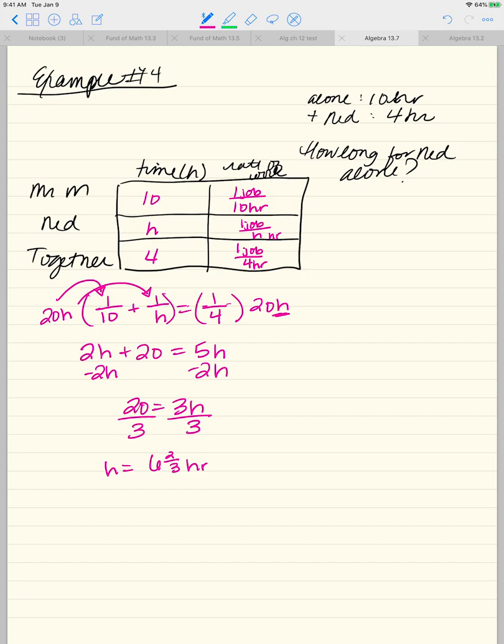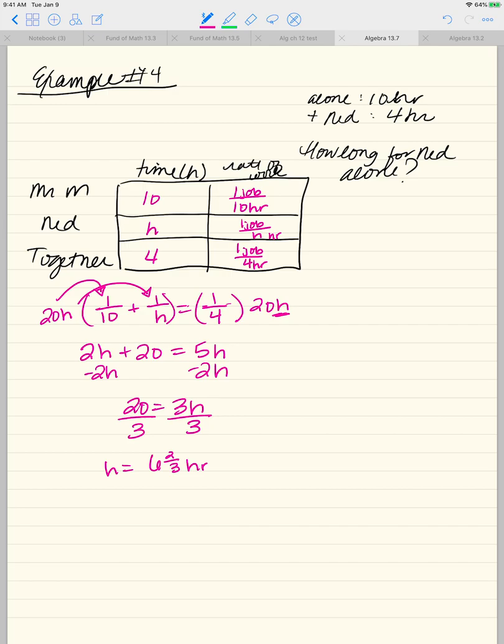So Ned by himself is more efficient than Mr. Matthews by himself. But no matter what, one person by themselves is not going to be as efficient as two people together. So Ned is a little bit more efficient than Mr. Matthews, but it would definitely be better for them to do the work together. Okay? And that's how we work through the problems in this section.